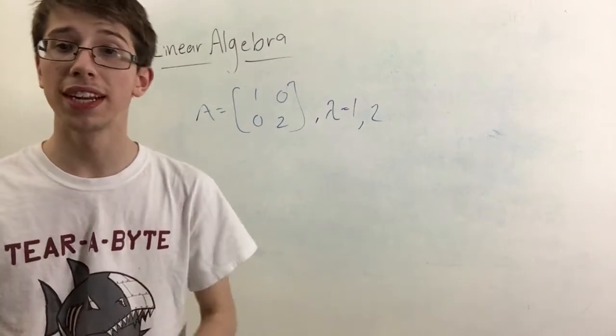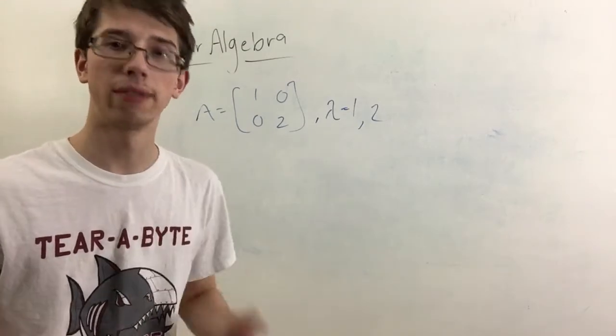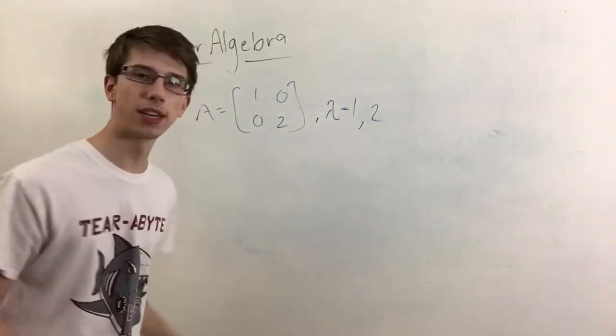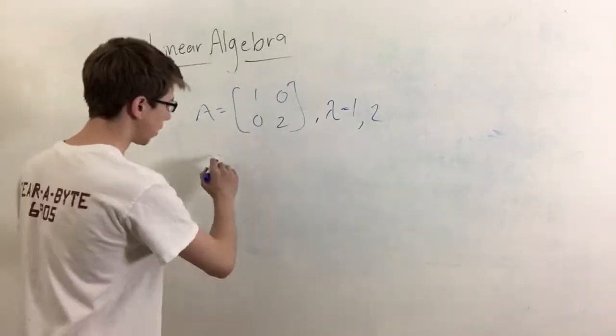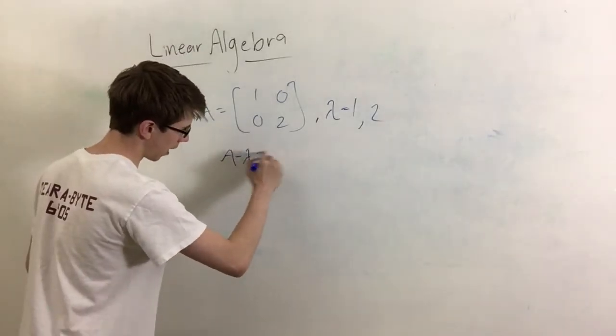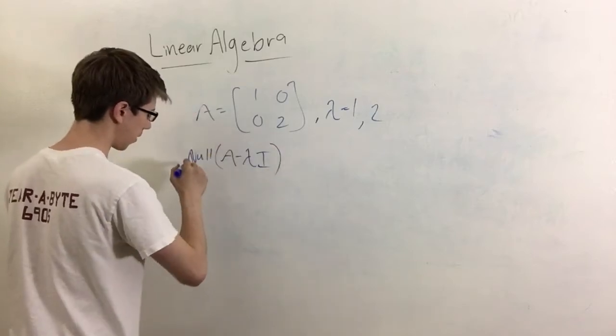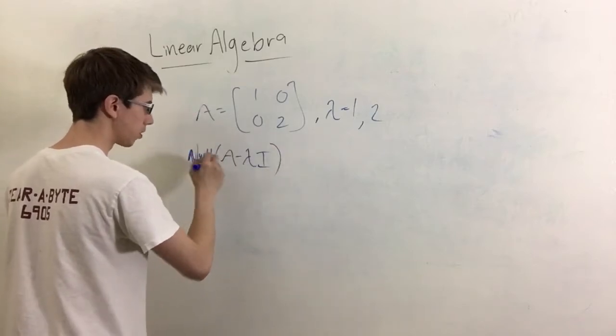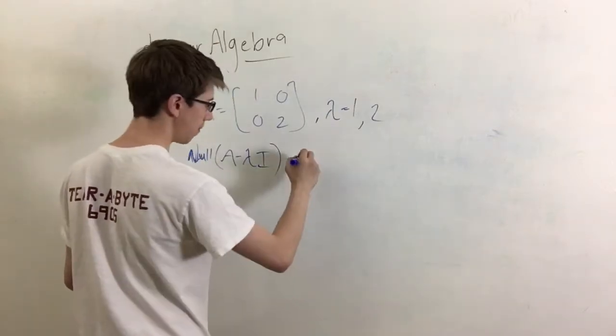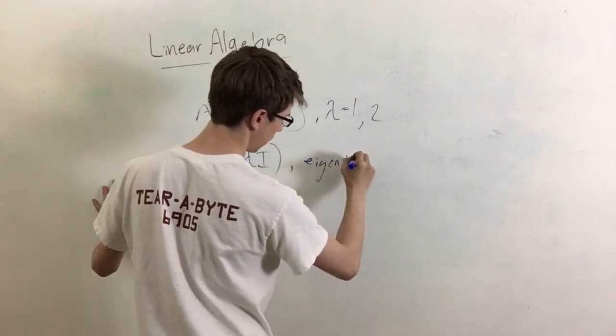And that is actually related to our next question, which is, how do eigenvalues relate to the null space? The answer is that finding the null space of A minus lambda I, the basis for the null space, right? When you find a basis for the null space, this is the same thing as the eigenbasis.